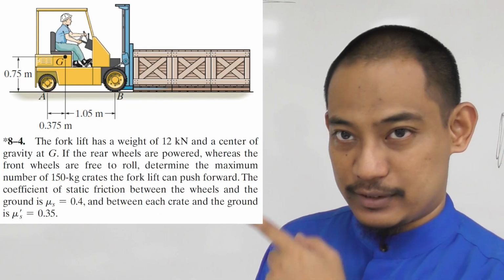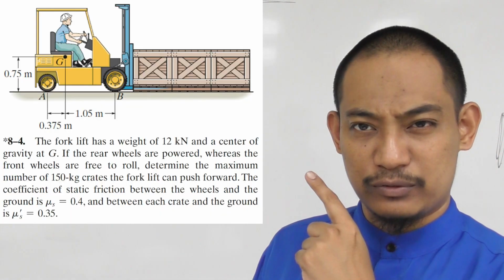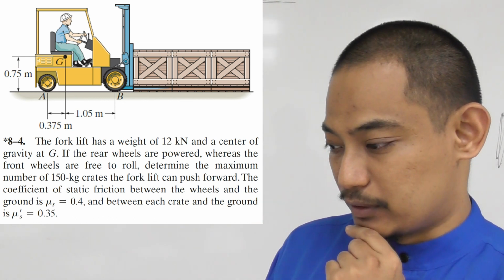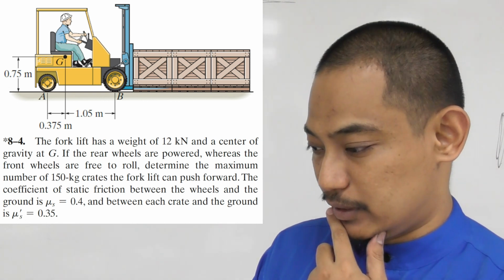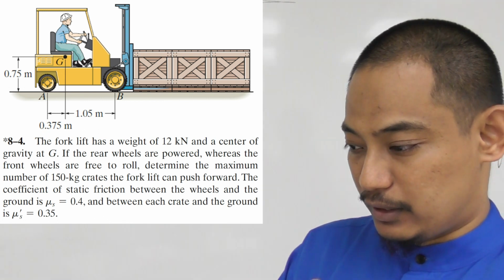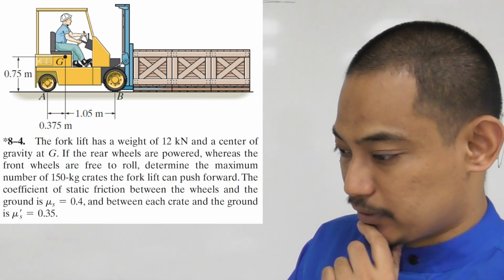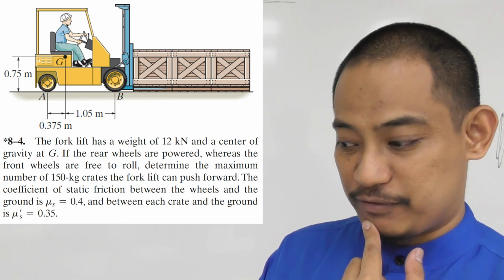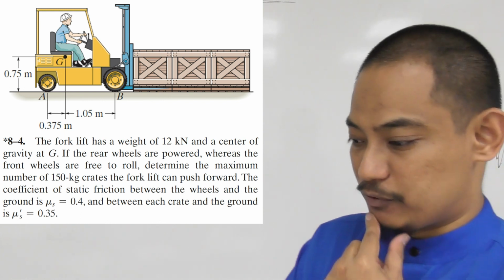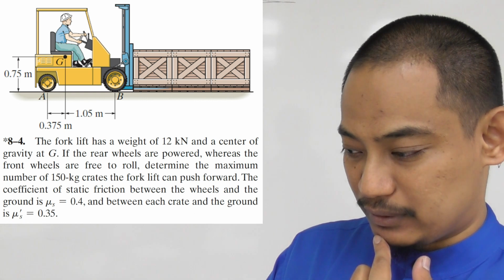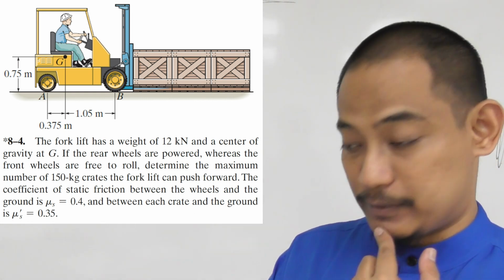So, for the first question, I'll put it there on this side. Hopefully, I'll be able to put both the diagram and also the question, right? As you can see there, we have the forklift. The weight is given 12 kilonewton, and the center of gravity is also given, right? And then the question says, if the rear wheel are powered, whereas the front wheel are free to roll, determine the maximum number of 150 kilogram crates that the forklift can push forward, right?